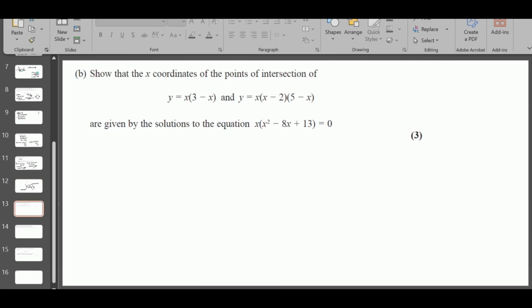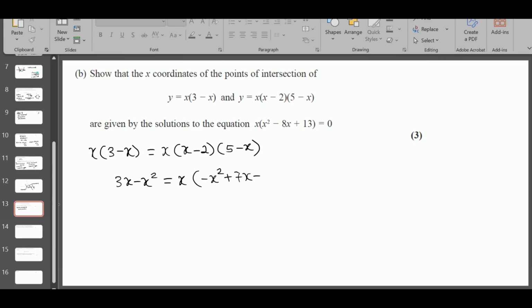Just equate them. x times 3 minus x is equal to x times x minus 2 times 5 minus x. So open the bracket. 3x minus x square is x times, you will get minus x square. 5x plus 2x is 7x minus 10.